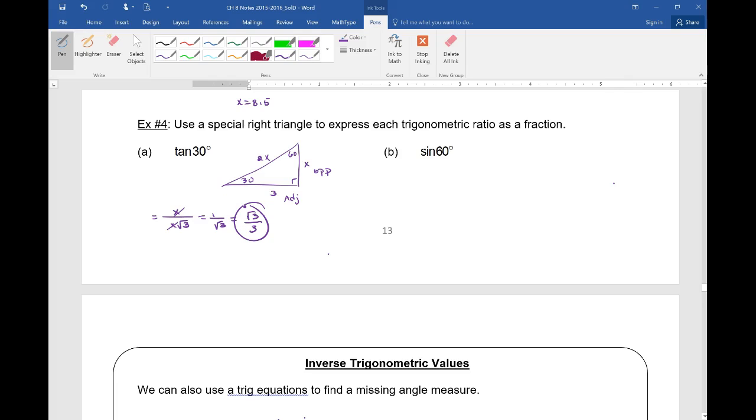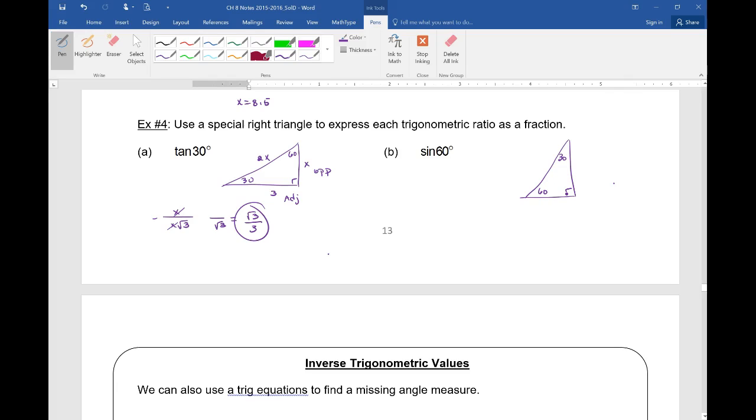Now we want sine of 60. So let me do this. Let me draw another triangle. I'm going to draw it this way this time. Suppose you make this your 60 and this your 30. Okay, just a little variety. Okay, now where is the short leg? It's on the bottom, right?